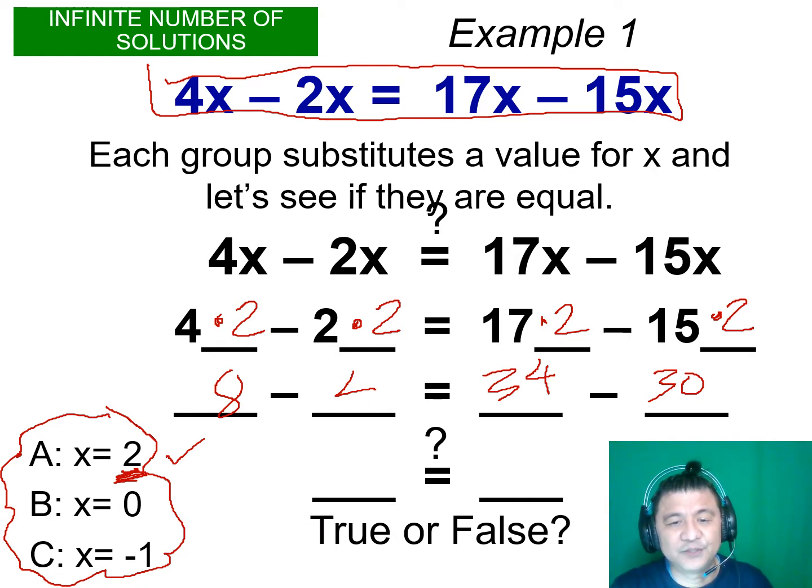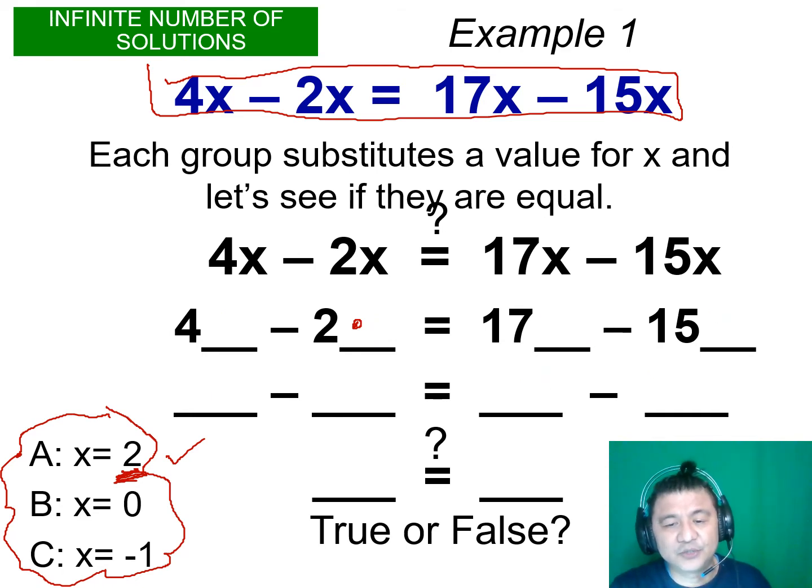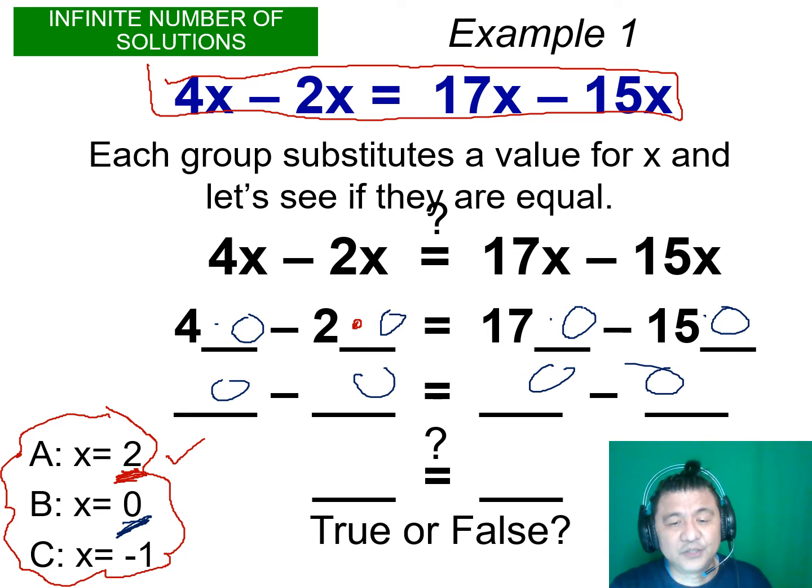Let's erase this first. A while ago we tried 2. Let's now try the number 0. I substitute 0 times 0, times 0, times 0. Anything times 0 is 0, right? 0 minus 0 is 0. Is 0 equal to 0? Is that a true statement? Yes. So if I plug in 0, it will again give a true statement.